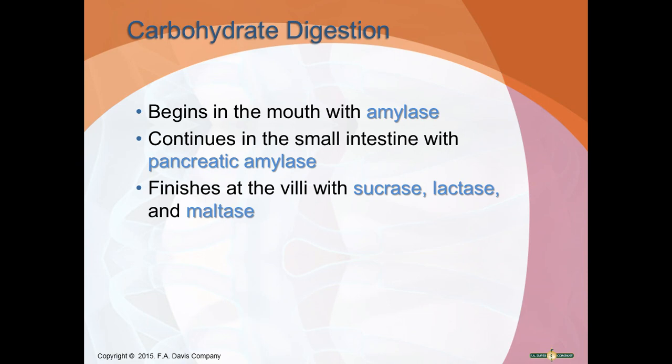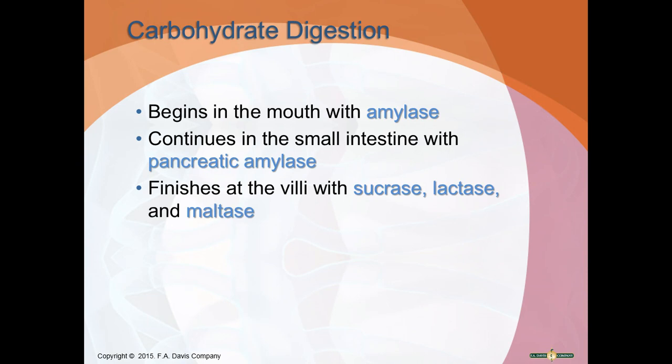Salivary glands secrete the enzyme amylase, which hydrolyzes polysaccharides into disaccharides. The low pH of stomach acid inactivates salivary amylase. By this point, about 50% of the starch has already been digested. In the small intestine, chyme mixes with pancreatic amylase and starch digestion resumes. The final steps occur at the level of the villi.